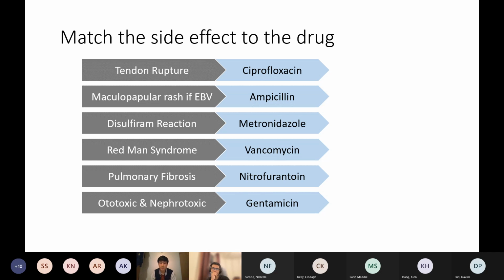Red man syndrome, vancomycin, and pulmonary fibrosis is the one that we've not really talked about. Nitrofurantoin. Long-term nitrofurantoin use can give you pulmonary fibrosis, idiopathic. And then ototoxic and nephrotoxic. Actually, quite a few antibiotics are like that. Vancomycin can also do the same. But gentamicin is the SBA world one, the one that causes it the most commonly.